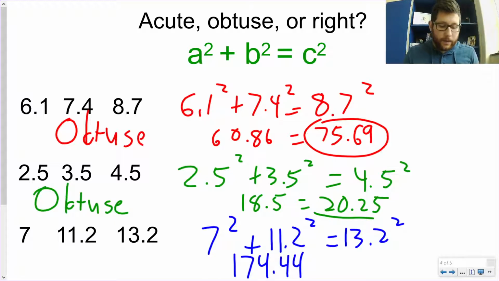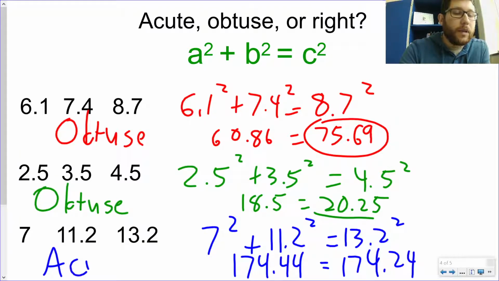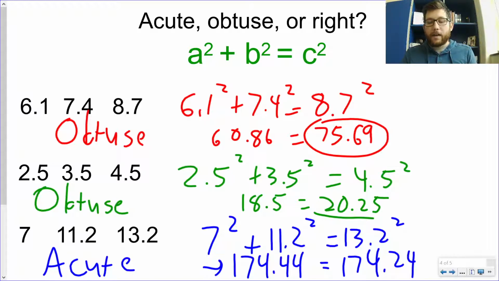I get 174.44. And then let's do 13.2 squared. I get 174.24. Are those exactly the same number? They're not exactly the same, so this is not a right triangle. If they were exactly the same, it'd be right. Notice the smaller ones are bigger here, so this is going to be acute. Notice how these two add up to be a bigger side. All right, so I think you've got that covered.